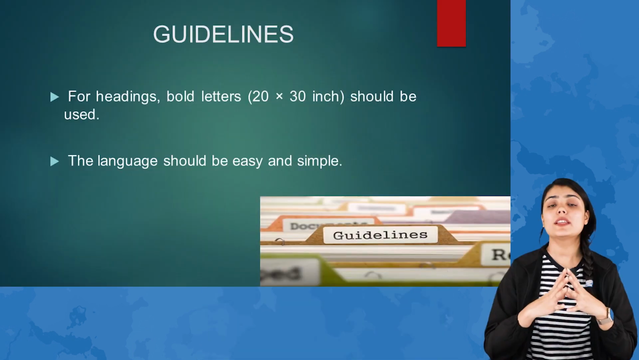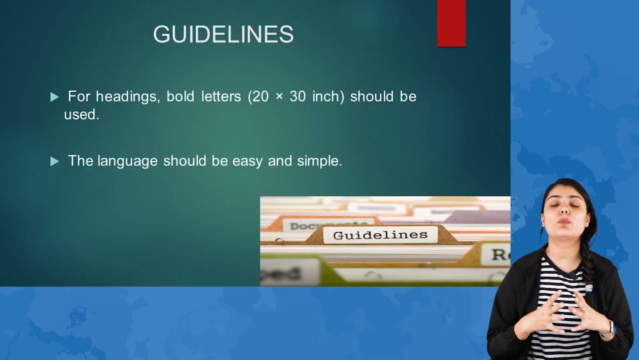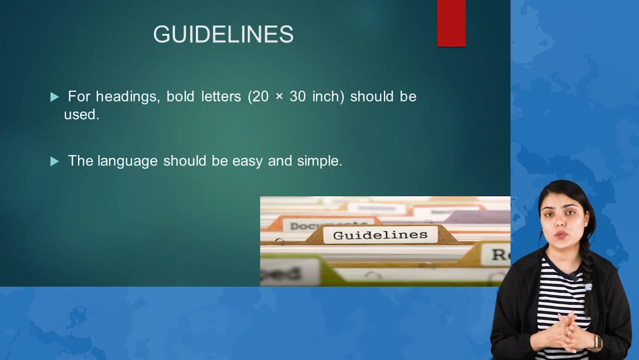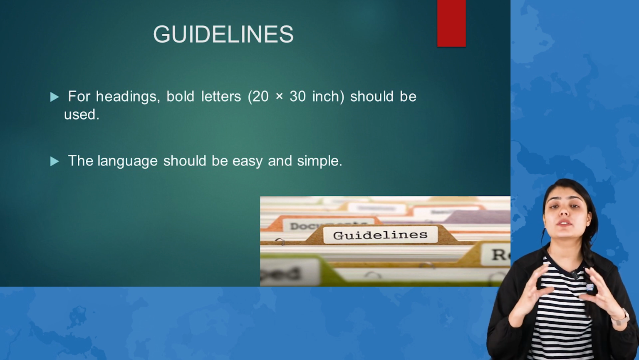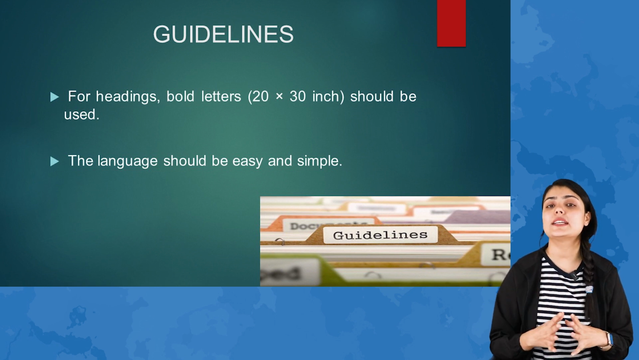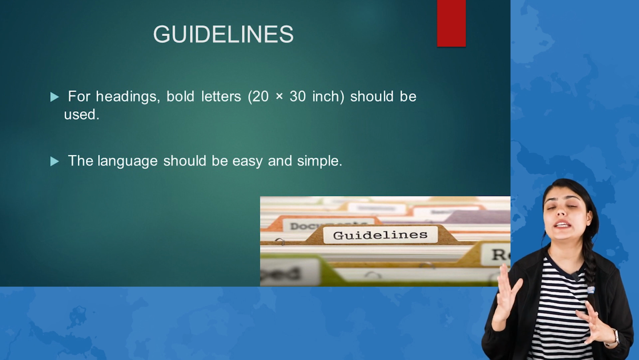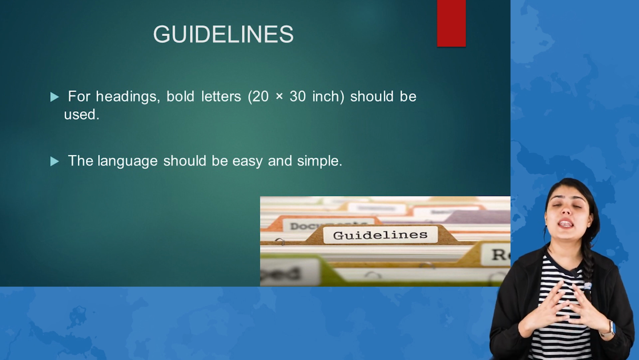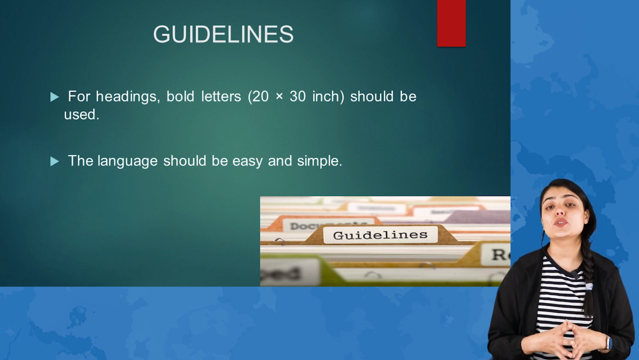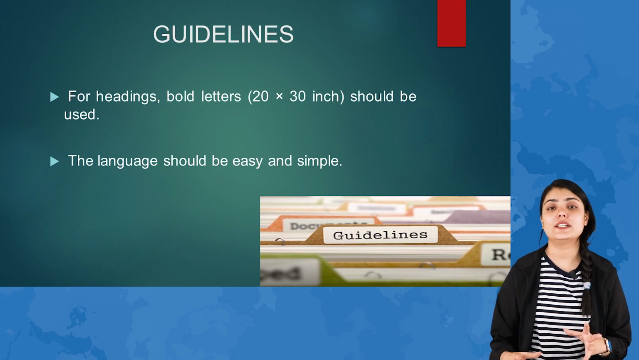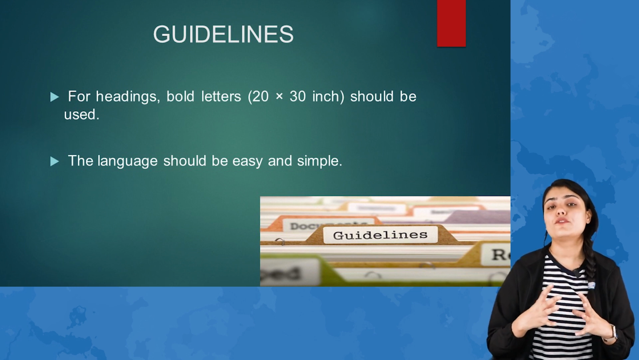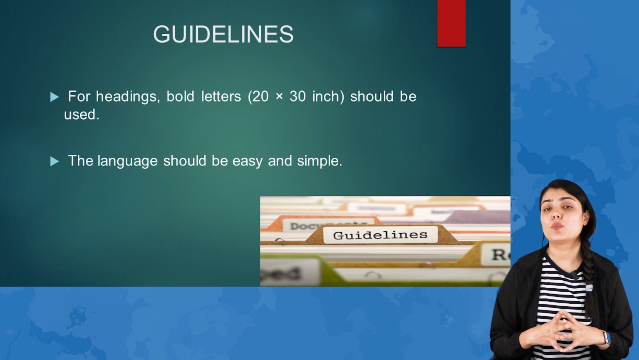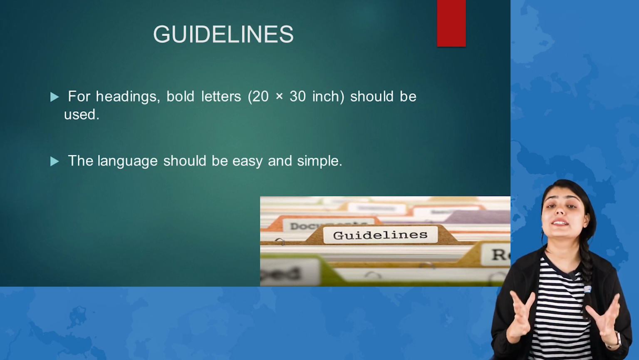The first thing to keep in mind is that for the headings of the poster, bold letters must be used. Usually the bold letters used for the headings are 20 into 30 inches. The next one, the language used in the poster must be simple and clear. So as I said, only 4 to 5 words are used in a poster. So the language used must be very simple and clear.